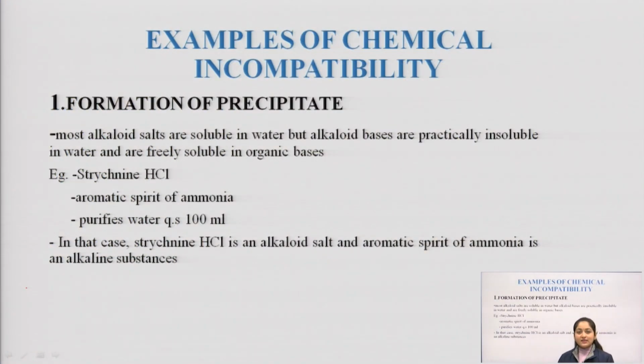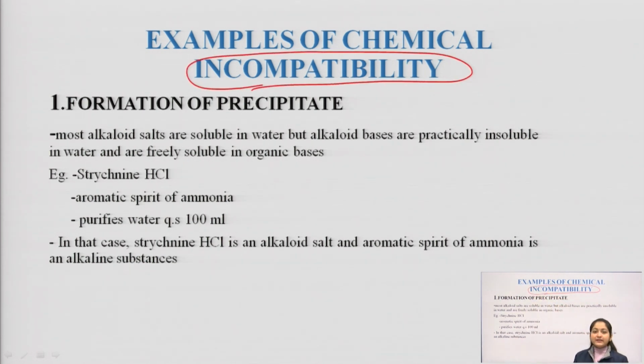So, as you can see on the slide, there is a mention of examples of chemical incompatibility. Before moving on to the examples, let us have a quick revision of what incompatibility is. Incompatibility is an improper mixing that arises when two or more substances are mixed and they are not suitable for each other. The resultant is the incompatibility.